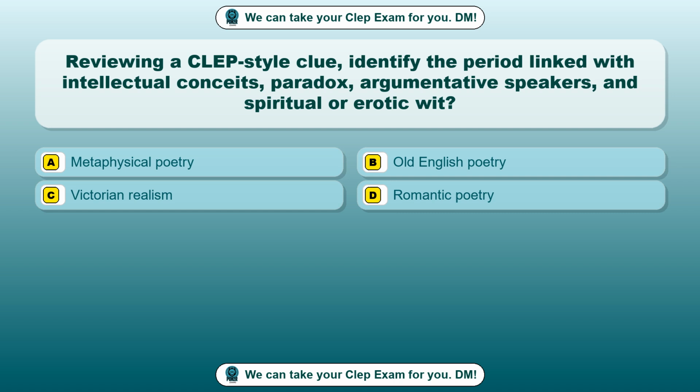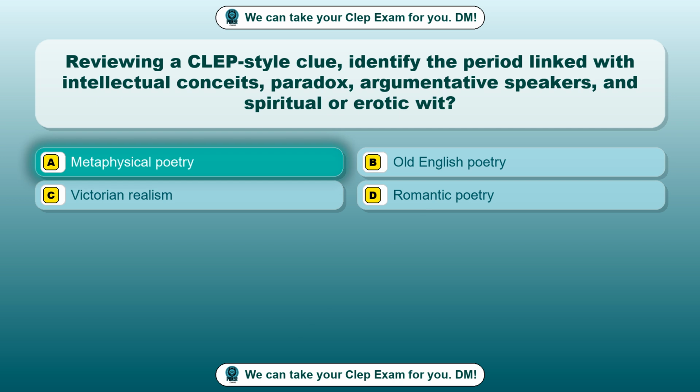Question 89. Reviewing a CLEP-style clue, identify the period linked with intellectual conceits, paradox, argumentative speakers and spiritual or erotic wit. Option A, metaphysical poetry. Option B, Old English poetry. Option C, Victorian realism. Option D, romantic poetry. The correct answer is option A, metaphysical poetry.